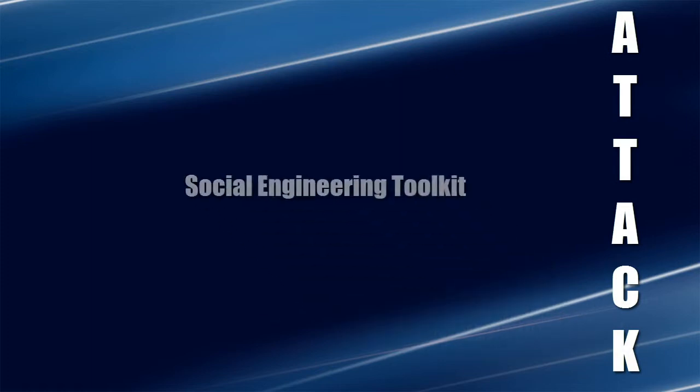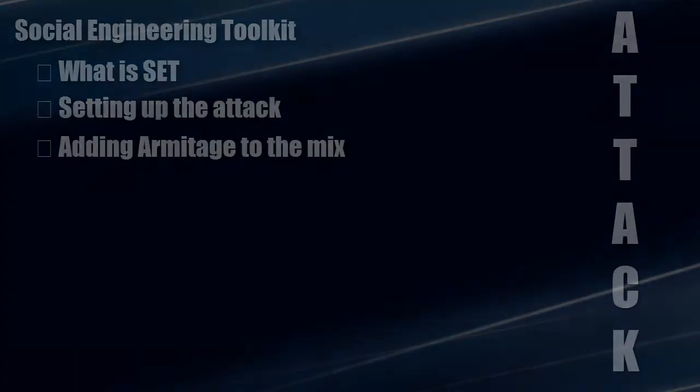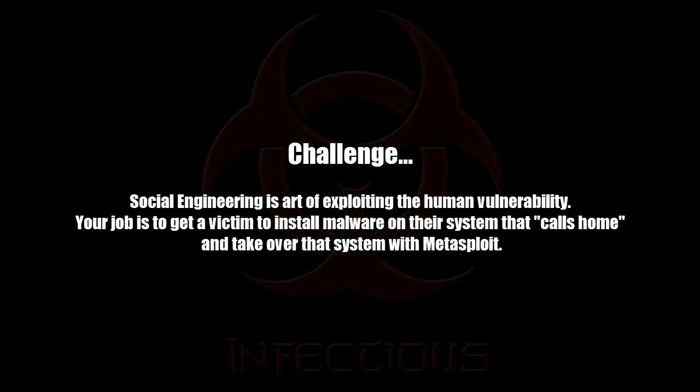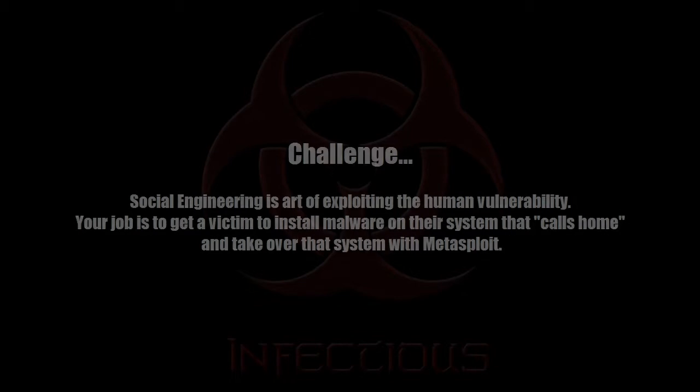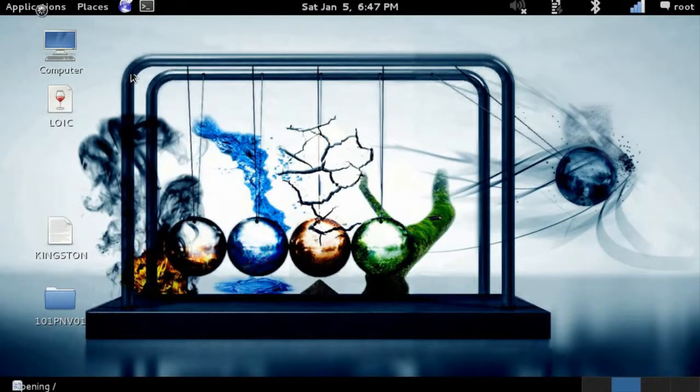In this episode, we're going to talk about the Social Engineering Toolkit, what it is, setting up an actual attack, and adding Armitage to the mix. So, let's get started. Here's the challenge. Social engineering is the art of exploiting the human vulnerability. Your job is to get a victim to install malware on their system that calls home and take over that system using Metasploit. What I'm using is a customized version of Kali.